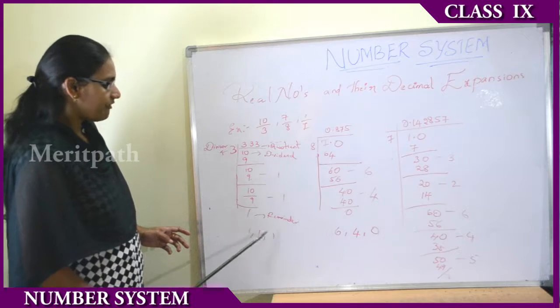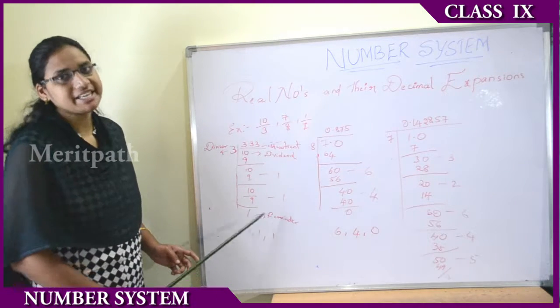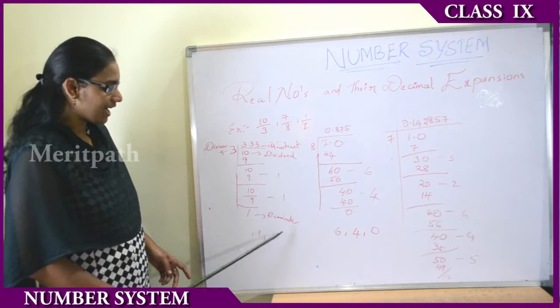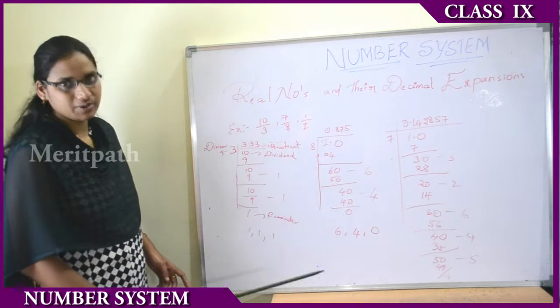That is, we are not obtaining the remainder as 0. That means it goes on repeating, and we keep getting remainder 1 only.